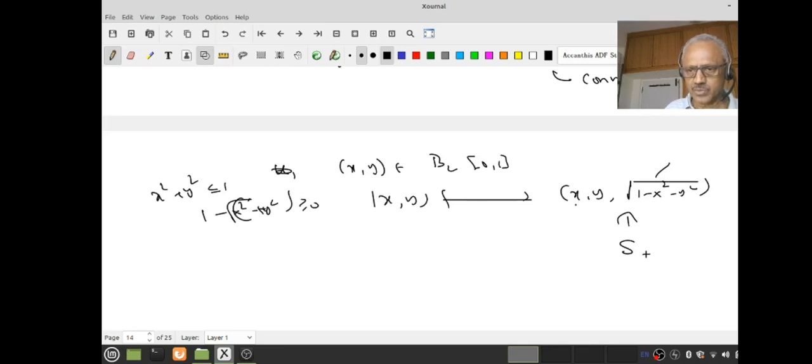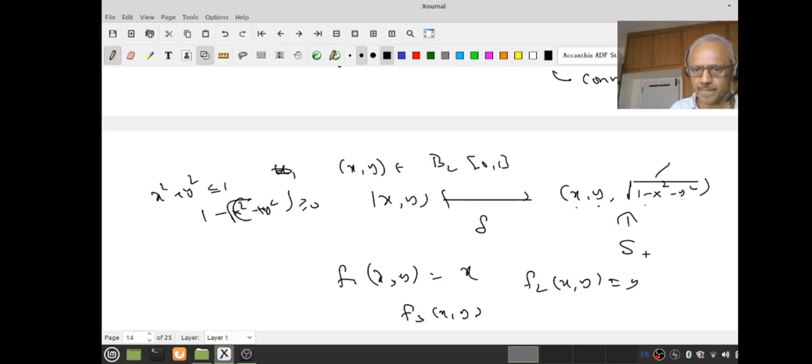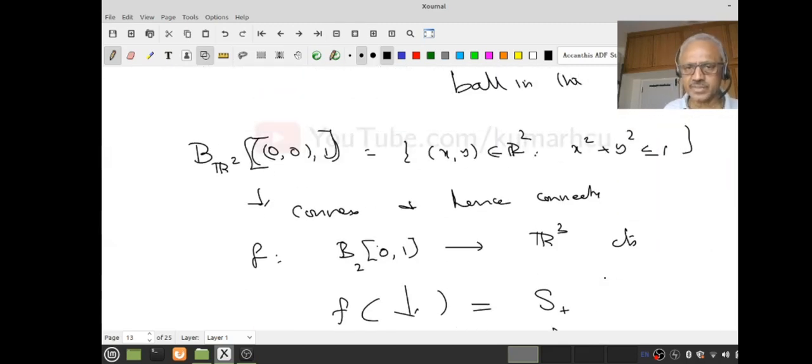Now, also if you call this x, y, and this is z, x squared plus y squared plus z squared equal to 1, therefore it lies in the sphere, and the z coordinate is non-negative, therefore it lies in the upper hemisphere. Do all of you understand? And is this map f continuous? Yes, because what are the component maps? f1 of (x, y) is x, f2 of (x, y) is y, and f3 of (x, y) is the square root of 1 minus x squared minus y squared. So all are continuous functions, therefore this is a continuous function.